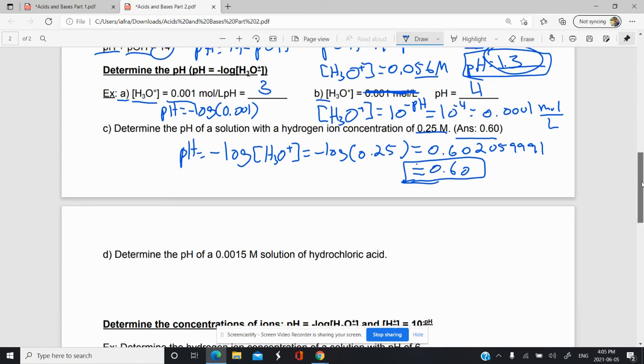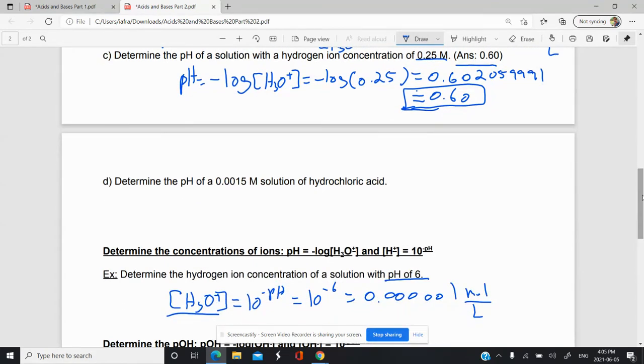Let's try the next example over here. Determine the pH of a 0.0015 molar solution of hydrochloric acid. So be careful here. In the previous question, we told you the hydrogen ion concentration. In this question, we're telling you the hydrochloric acid concentration. So remember, that's HCl. So I'm writing down an ionization equation. HCl aqueous becomes H+, and it's a strong acid, so I do a single arrow. H+ aqueous plus Cl- aqueous.